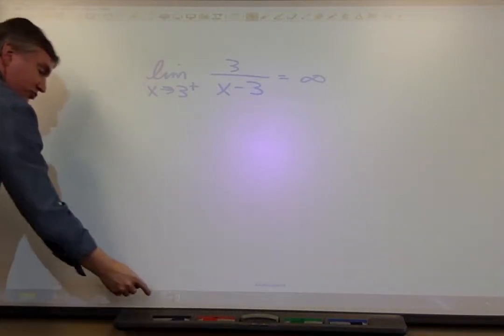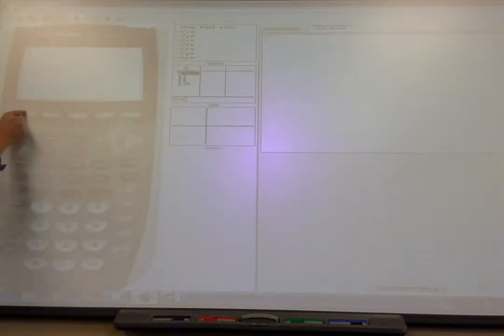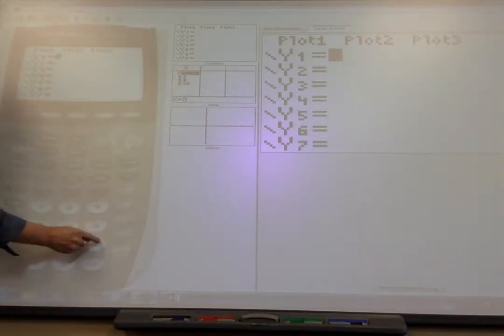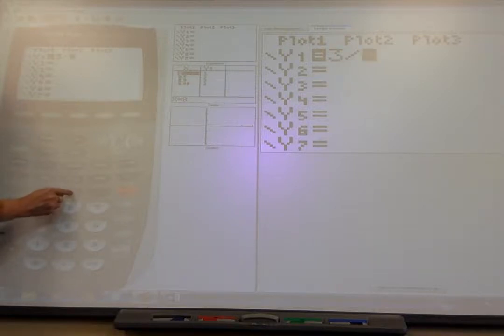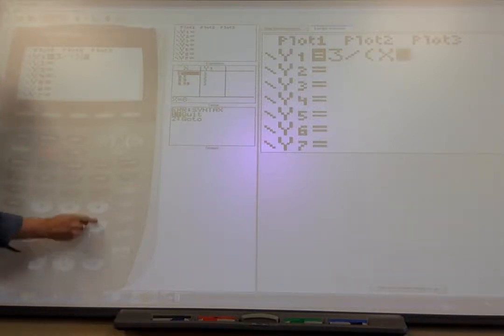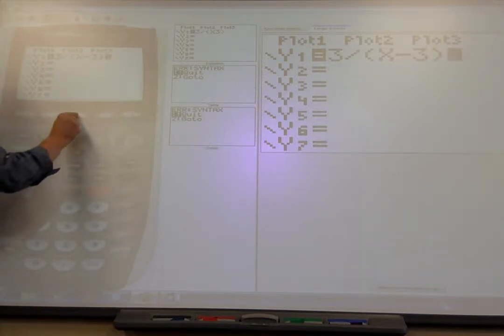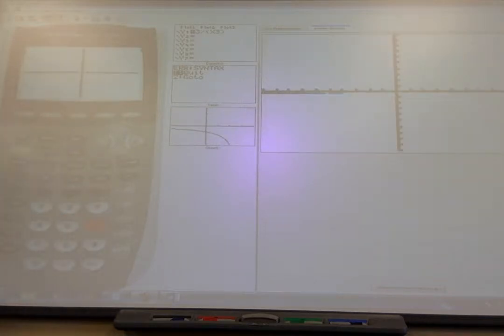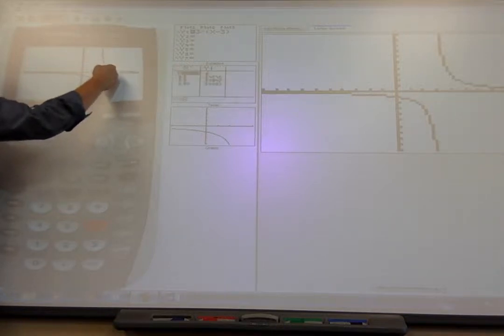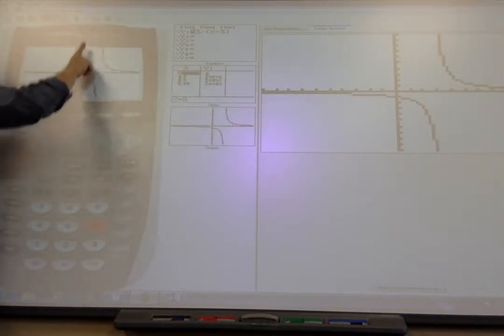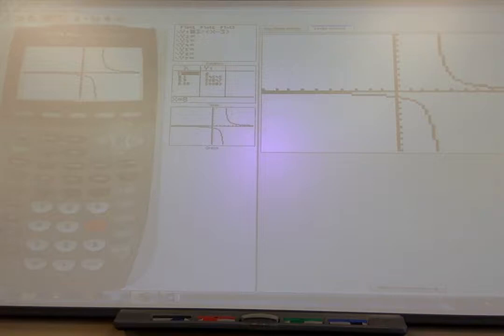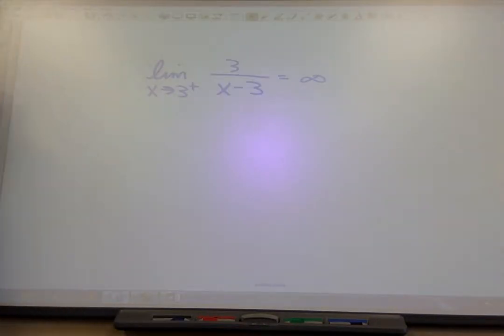If you didn't buy that, you could graph it. You could say 3 divided by x minus 3. Here we go. If I just graph that on the standard window, if you get closer and closer and closer to 3 from the right, where is it going? To infinity, right? And that little theorem helps me do that without having to graph it.